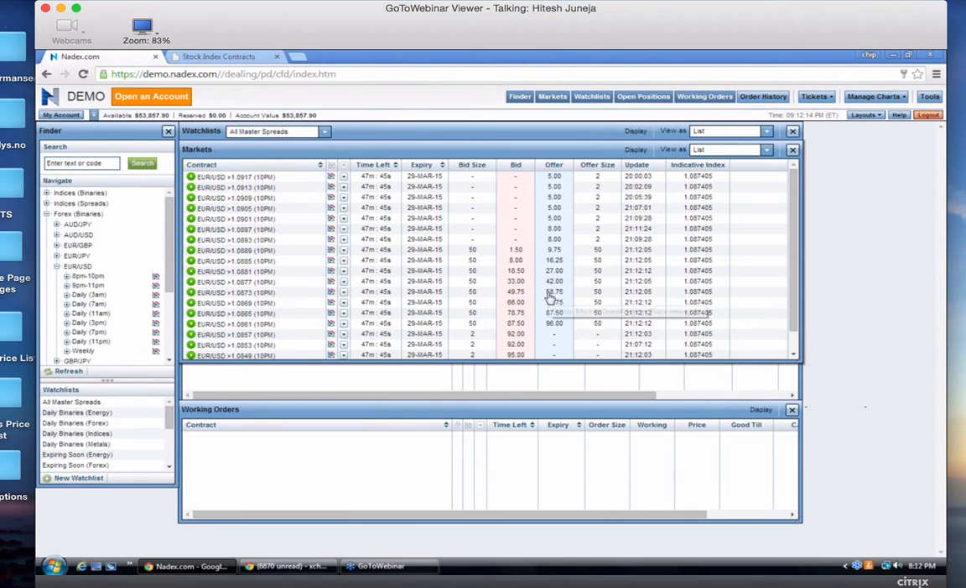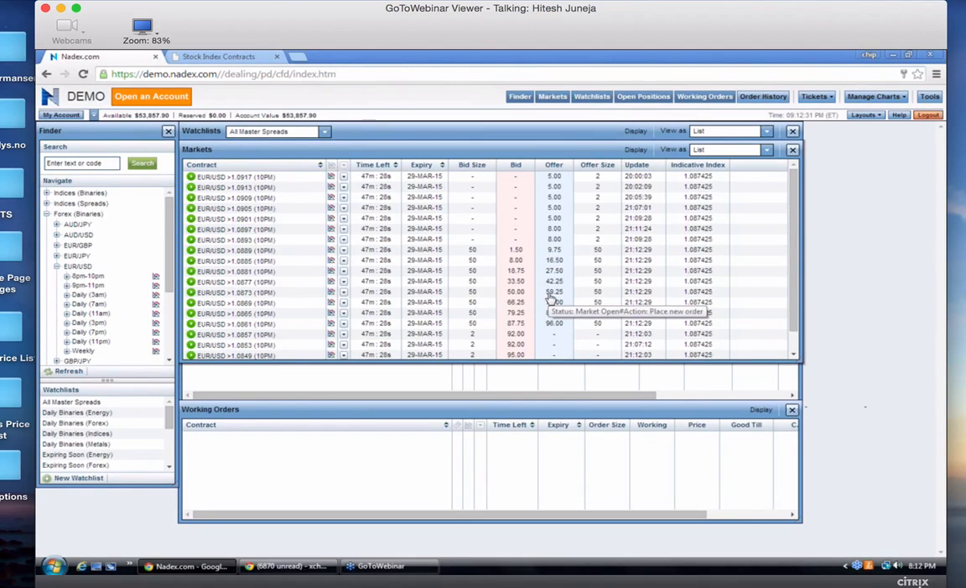Okay, so with Nadex, you don't have a fixed payout per trade. Okay, that's the first thing you have to understand. It's not a fixed payout per trade in terms of percentage. It's the fixed payout in terms of the dollar amount. At the end, it's going to be $100.